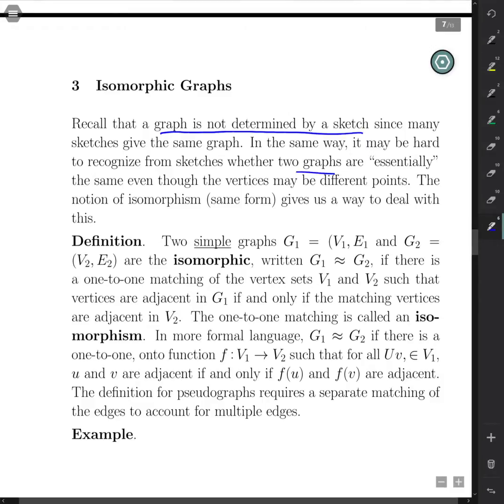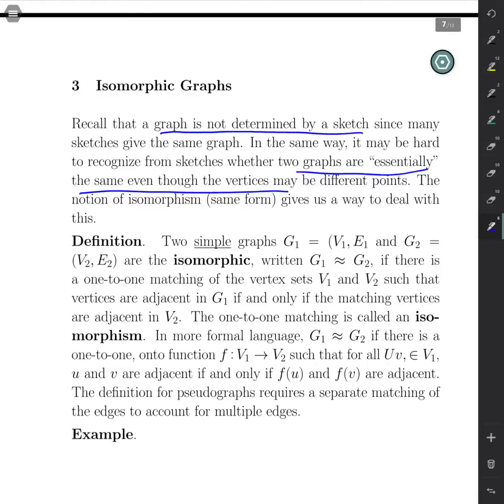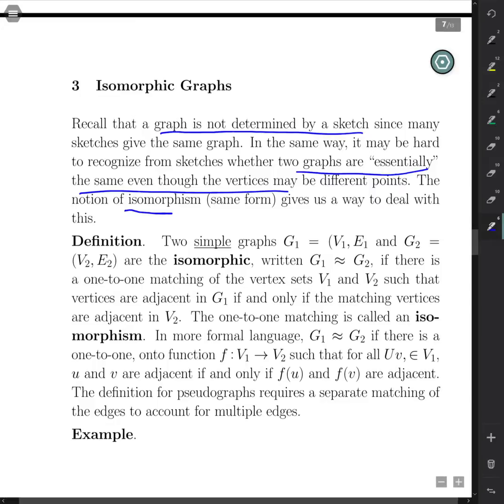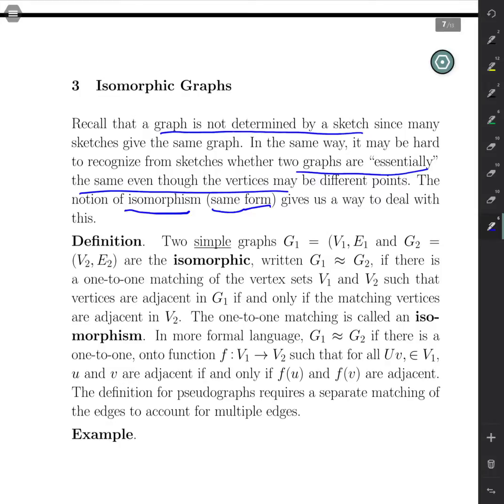So we're going to talk about what it means for two graphs to be essentially the same, even though they may actually have different points for vertices. What makes them the same? And this is the notion of isomorphism, or same form, from the Greek for same and form. So we're going to talk about this isomorphic idea.